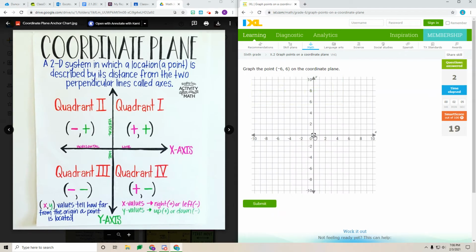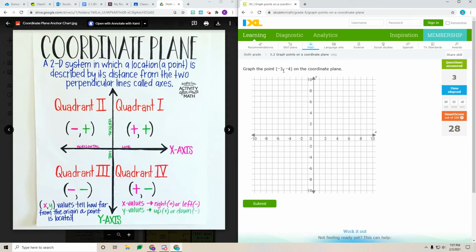You try this. Tell me first, where would I go for this one? This is negative 6 comma 6. So starting at the origin, should I go to the left or to the right? The first number is negative 6. I'm going to go to the left 6 spaces. Okay. Now my second number is positive 6. So should I go up or down 6 spaces? It's positive, so I should go up. And there's my final spot. So I went negative 6, up positive 6. That's my final dot space.